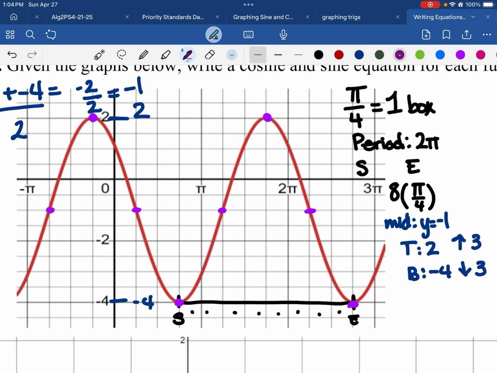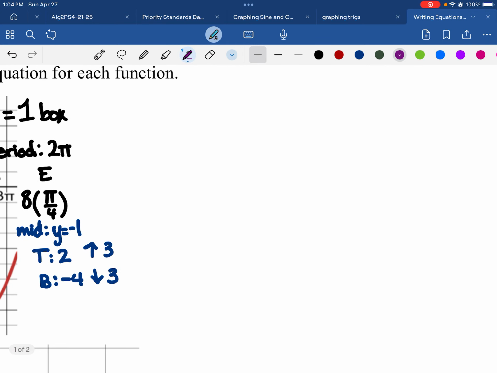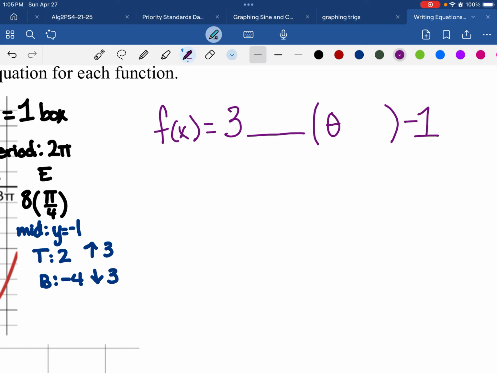So, with that, how does this get put together? The first thing you have is f of x or y equals. I'm going to do f of x. Then you take your amplitude, and my amplitude would be 3 because I went up 3 and down 3. Then I pick my function. My B value did not change because my period did not change, so I'm not going to do anything with it. Then I have a theta or x, and then I have my shift down, which is 1. So based on how you relate this to the graph depends on what you pick.